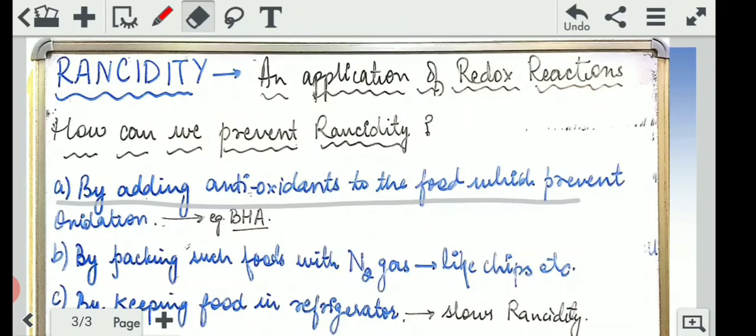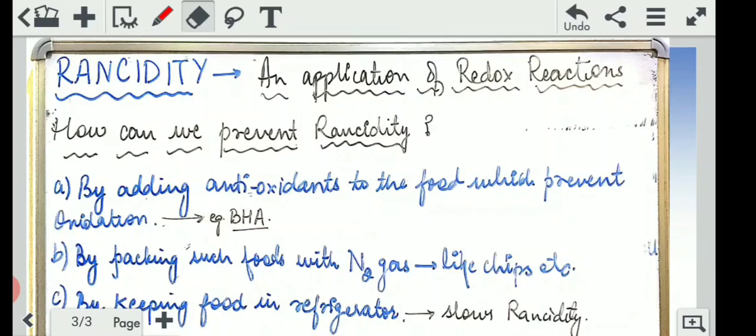By adding antioxidant to the food, we can prevent oxidation. Now, there are some antioxidants which are present in the market. They are sold, okay? So when you add them to your food, they do not get spoiled. You might have seen the people who supply pickle. They add a lot of antioxidants, because pickle has a lot of oil and fats in it.